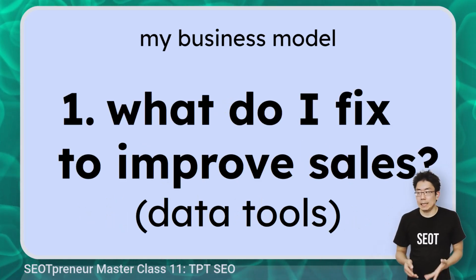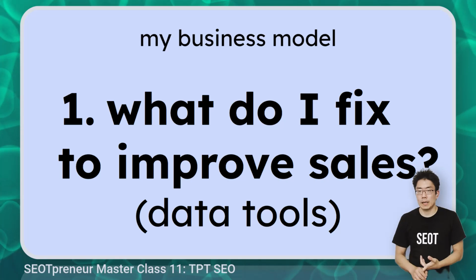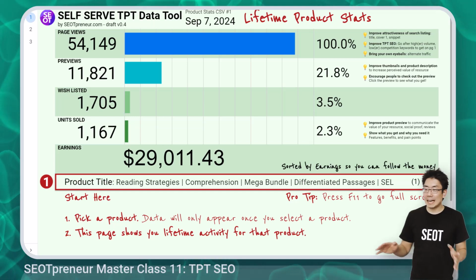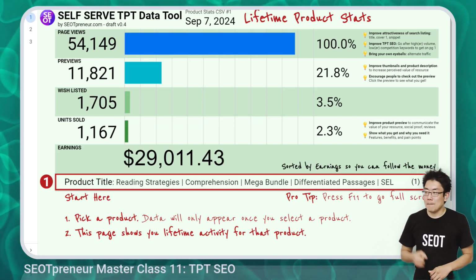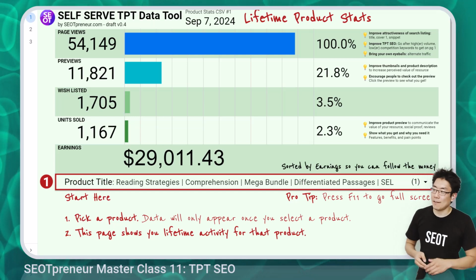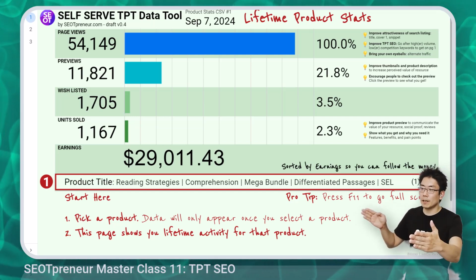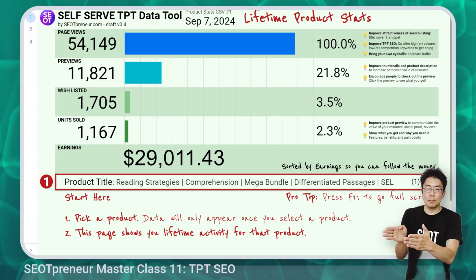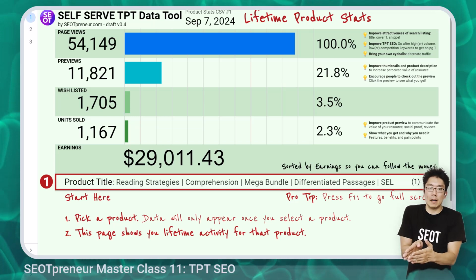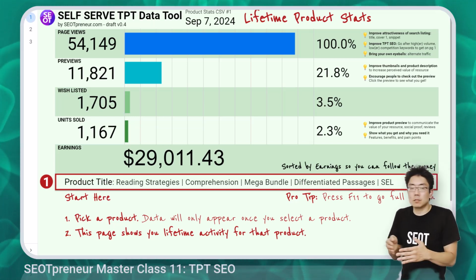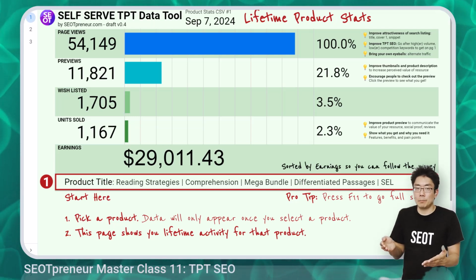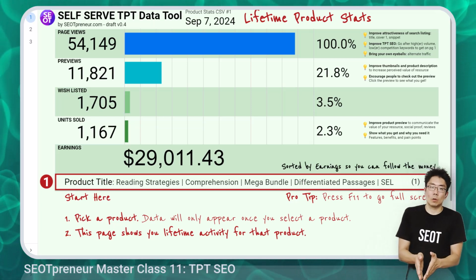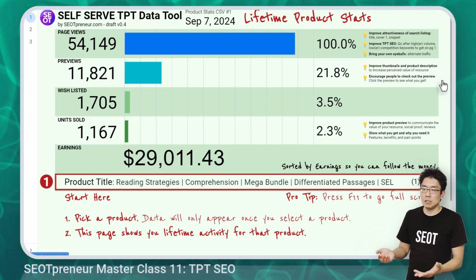The number one question I get is, what do I fix on my store to improve sales? And we can answer that with data tools. This is a brand new self-serve TPT data tool that we're developing on the pro side. And basically what I can tell from this is I have 100% of people at the start of my funnel, but only 21% of those people actually look at my preview. And of the people who look at the preview, only 10% of them end up buying. So if I can improve my preview so that maybe 40% of people look at the preview, then in theory, I've just widened the funnel and I'll also get more units sold. And so on the right-hand side, there are tips on what I need to do to solve that problem.